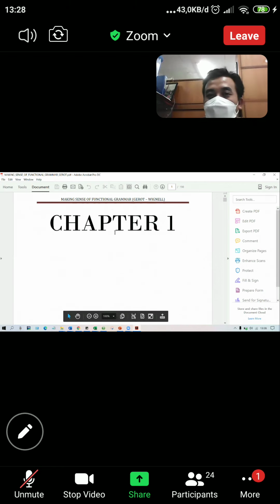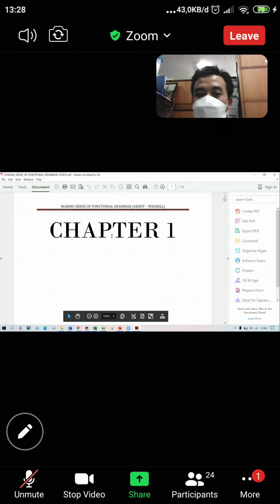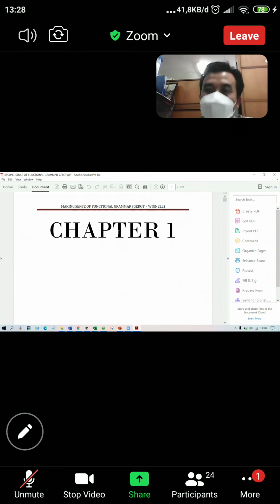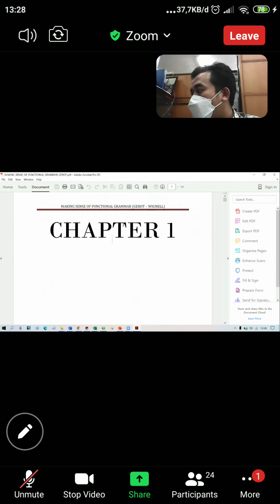Okay, this is the book that we are going to use for this semester. Actually, this one is a very simple book. I chose the simplest book. And actually, I have the original one, but I don't bring it. I've been checking my bag. So the cover is red.